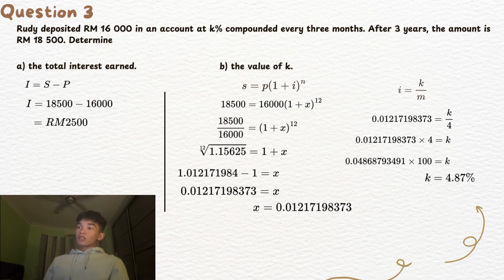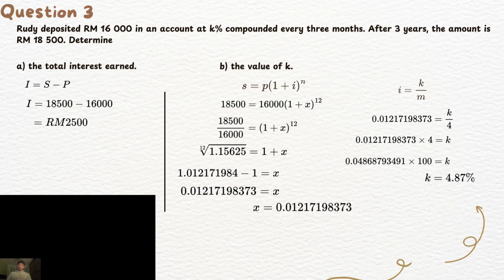Question number 3. Rudy deposits 16,000 in an account at K% compounded every 3 months. After 3 years, the amount is 18,500. Determine the total interest earned. As we know, to find the total interest earned, you must use the formula I equals S minus P. So we substitute the values. S is 18,500 minus P, which is 16,000. So we will get 2,500. So let's continue to question B.